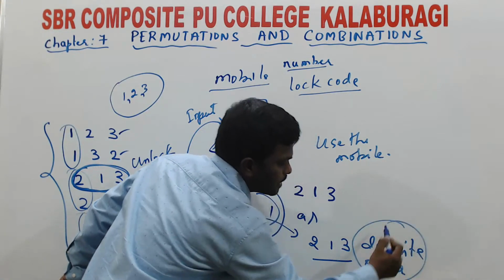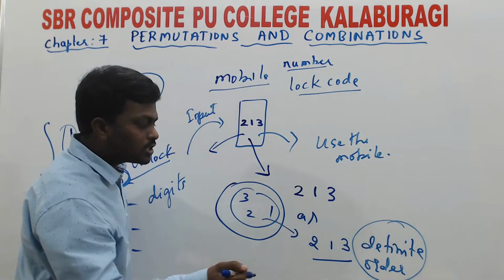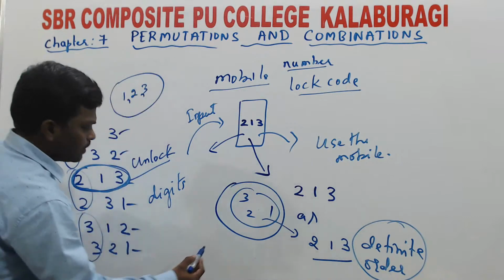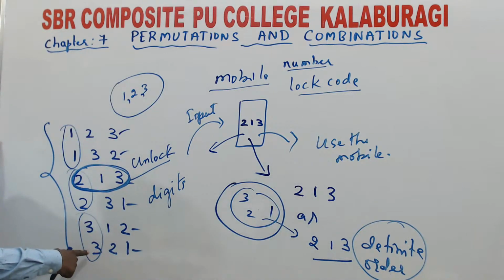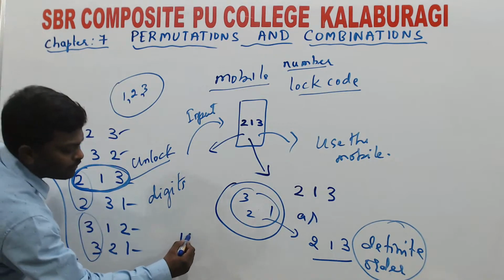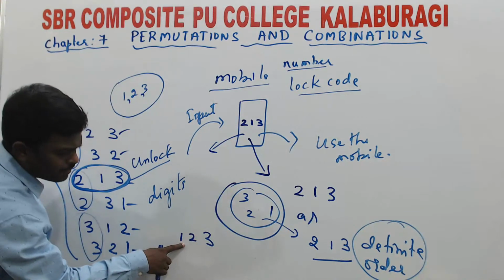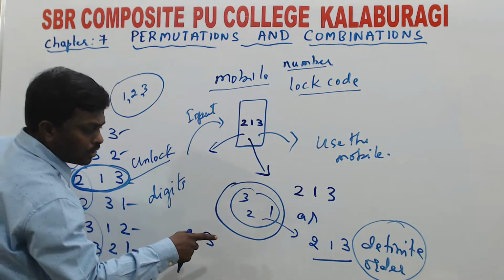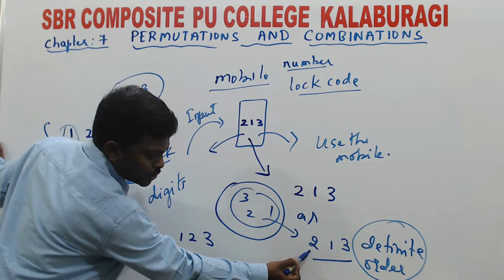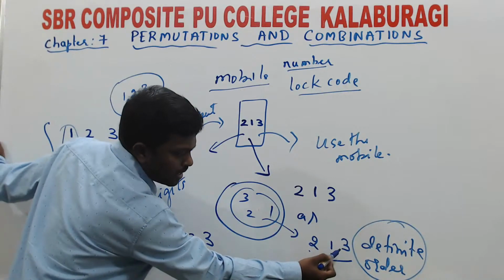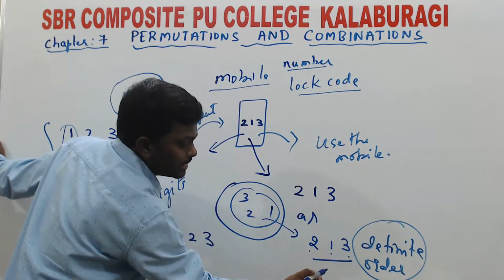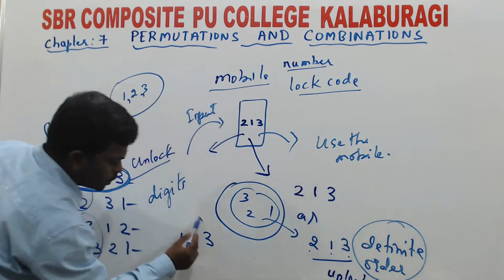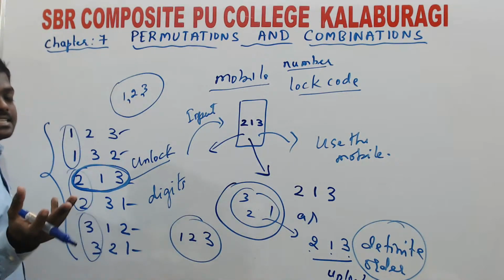Definite order only. This is important. Why? Because the mobile lock code is 213, right? And you can see there are another 5 lock codes. If you input, the numerals are the same, 1, 2, 3 only. But if you input 2 in the first place, 1 in the second place and 3 in the third place, then only the mobile unlocks.